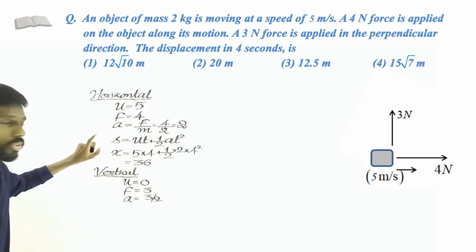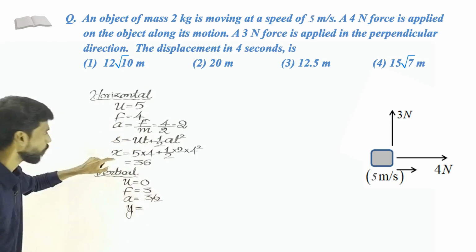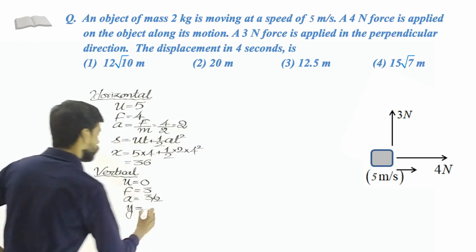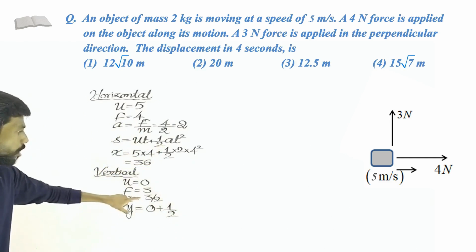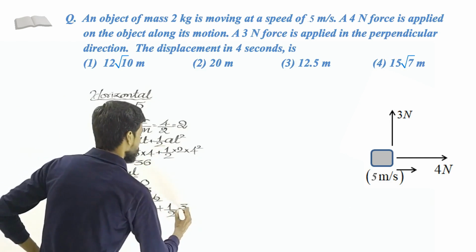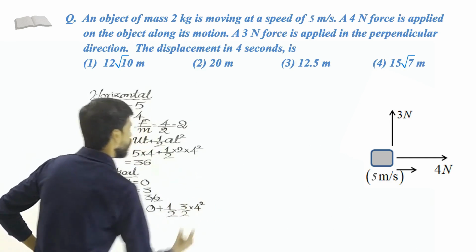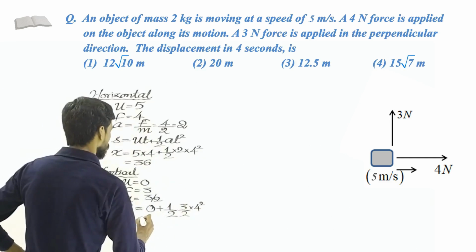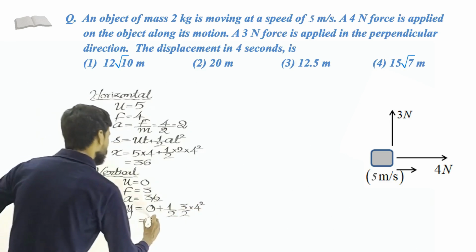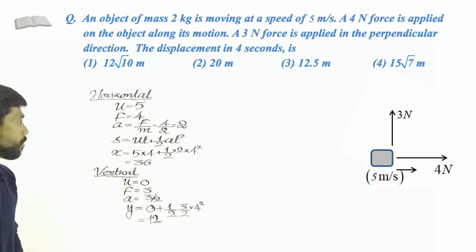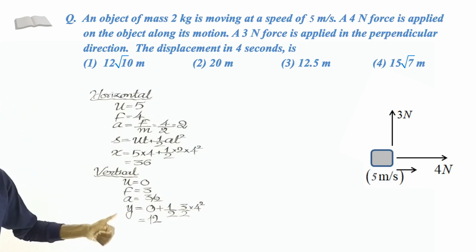Again, the same formula can be used here: S equals ut plus half at squared. But this time let's take the displacement as y. So y equals ut, where u is 0, so 0 plus half at squared. The acceleration is known, 3 by 2, and t squared is 4 squared. So we got the value of y: 12. This means there is a displacement of 36 meters in the horizontal direction and also a displacement of 12 meters in the vertical direction.